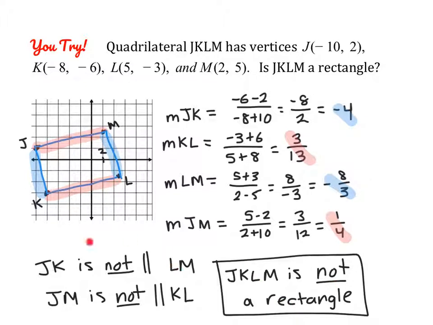However, you do have to show how you know that. So here I concluded that the opposite sides are not parallel. So we know that JKLM is not a rectangle.